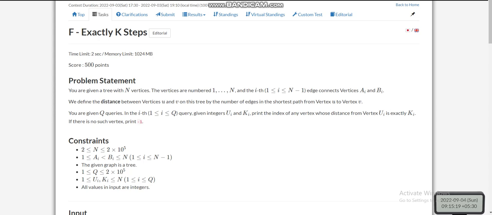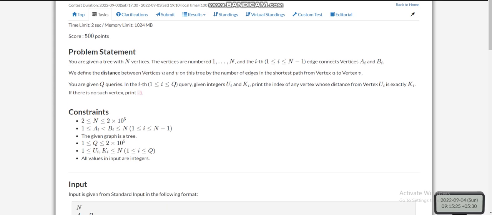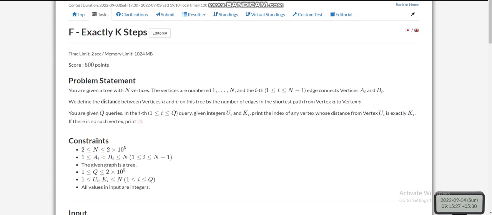Hello everyone. Today I am going to explain the sixth problem of AtCoder Beginner Contest 267, which is Exactly K Steps. I have not solved this problem during the contest time, and as you are requesting me to upload the editorial, I have gone through the editorial of AtCoder and tried to understand it. Today I am going to explain the editorial to you and the code of the editorial.